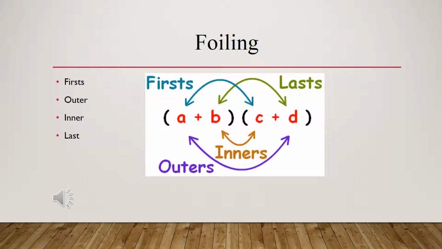If we refer back to our foiling definition, which is a technique used to help remember the steps required to multiply two binomials, you can see how in the picture there are two different binomials: a plus b in one parenthesis and c plus d in another. We can see how the acronym first, outer, inner, last works. The first is when A is distributed into C and then A is distributed into D. Then we start with B getting distributed into C and B getting distributed into D.